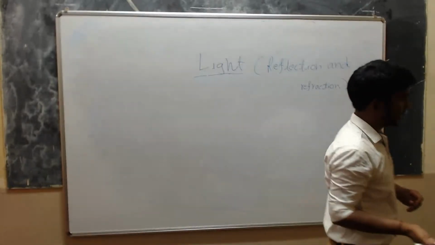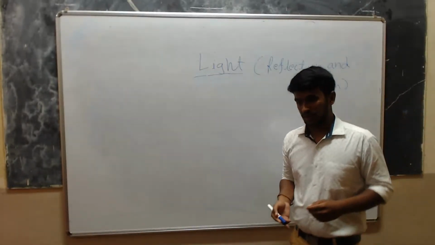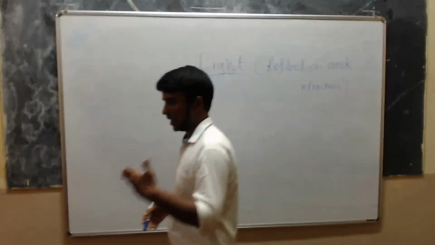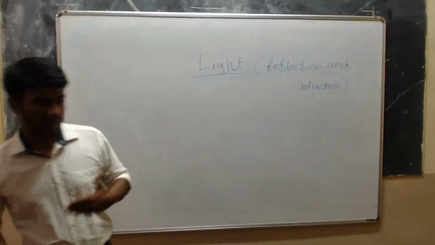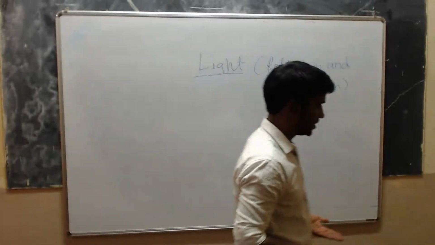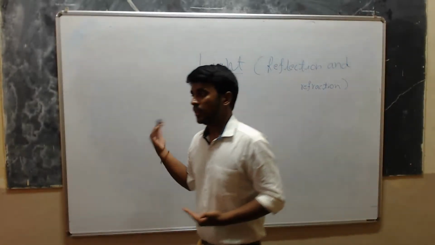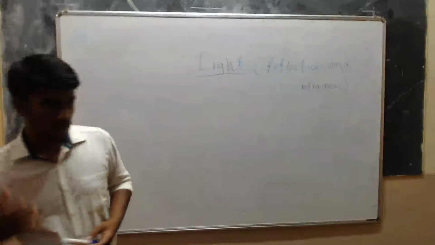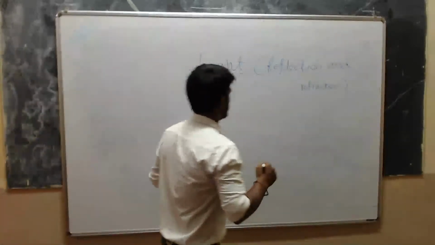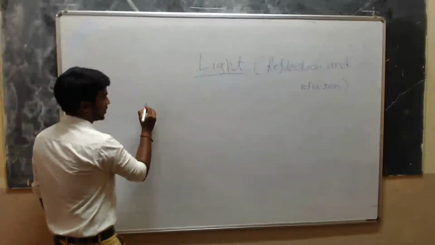Then we are going to study what is the refraction of light, refraction of light in a glass slab, and refraction of light in concave and convex lenses. At last, we are going to study the power of a lens. So now we will study one by one. First one, reflection of light.